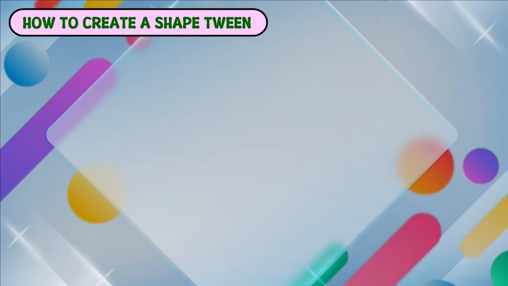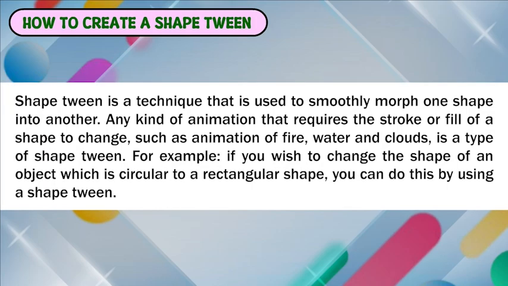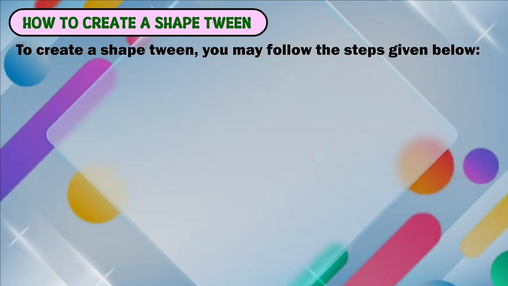How to create a shape tween. Shape tween is a technique that is used to smoothly morph one shape into another. Any kind of animation that requires the stroke or fill of a shape to change, such as animation of fire, water and clouds, is a type of shape tween. For example, if you wish to change the shape of an object which is circular to a rectangular shape, you can do this by using a shape tween. To create a shape tween, you may follow the steps given below.